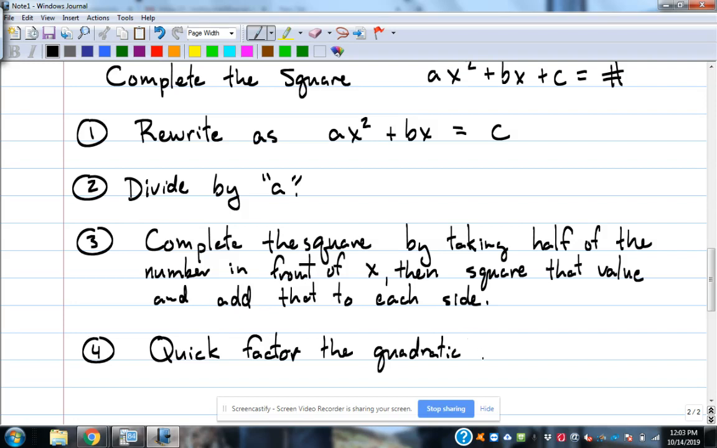The reason, as you'll see as we go through this, why I call it quick factor is because you're making it factor a certain way. The complete the square step makes the factoring where you don't even have to think about it. It's automatically this every single time. So: quick factor the quadratic, solve by square roots.